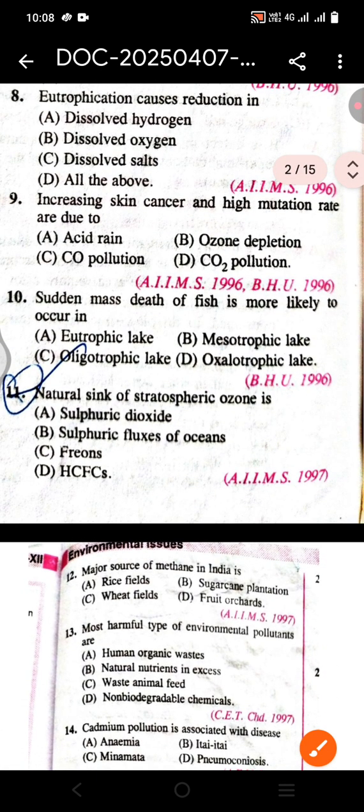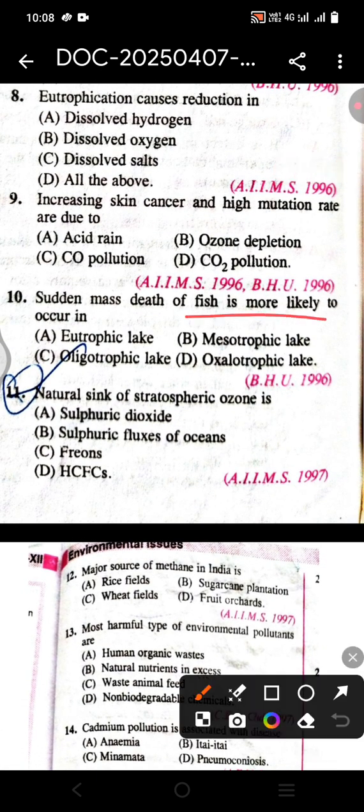Next one, sudden mass death of fish is more likely to occur in the eutrophic lake. What is eutrophic lake? The lake in which eutrophication occurs, the nutrients become more, and which causes the algal bloom, is called eutrophic lake. Next one, natural sink of stratospheric ozone is, so it is sulfuric fluxes of the ocean.